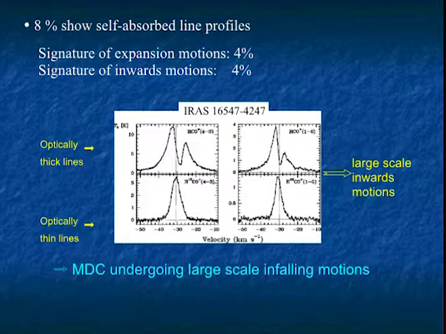So we have again 4% of these massive dense clouds that are observed by Margones undergoing large scale infalling motions. So those are in collapse. Well, that's why they're not in virial equilibrium, right. They're collapsing. Right.